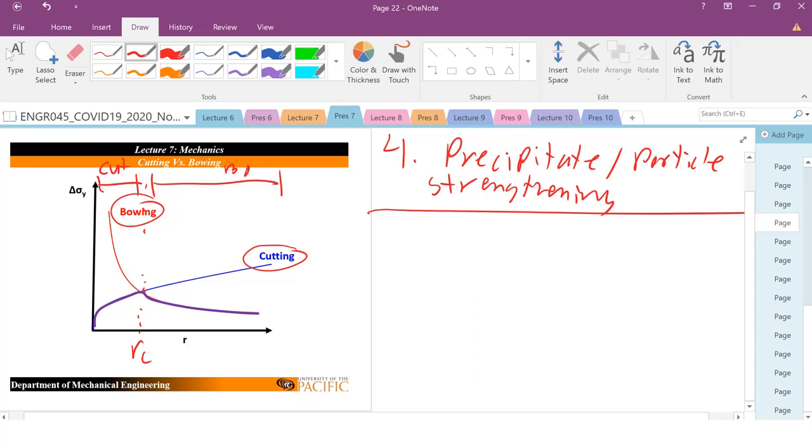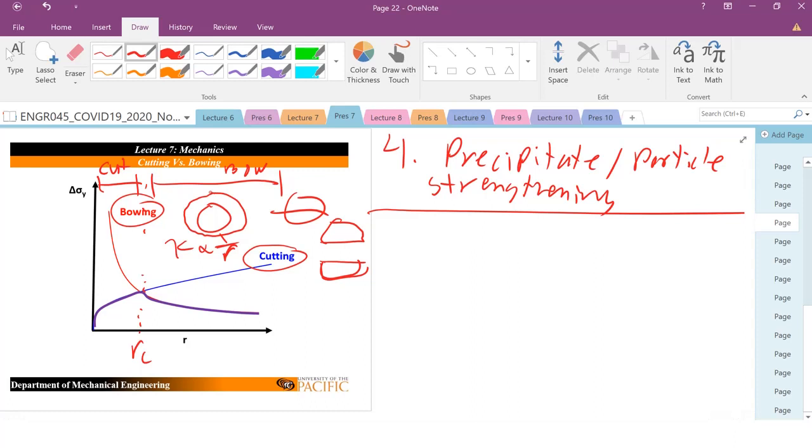As our particle size increases, here we have a huge particle. If we cut through this particle, we're going to create a lot of surface area, which is not good. We don't want to create surface area. That is always energetically unfavorable. Instead, as our particle size increases, we know that our curvature is proportional to 1 over the radius. The energetically unfavorable part of bowing is that you have to move that dislocation line around and encircle your precipitate. But if you have a large particle, the curvature, the tension you have to put on that dislocation line is going to be less. So we're going to bow at large particle sizes.